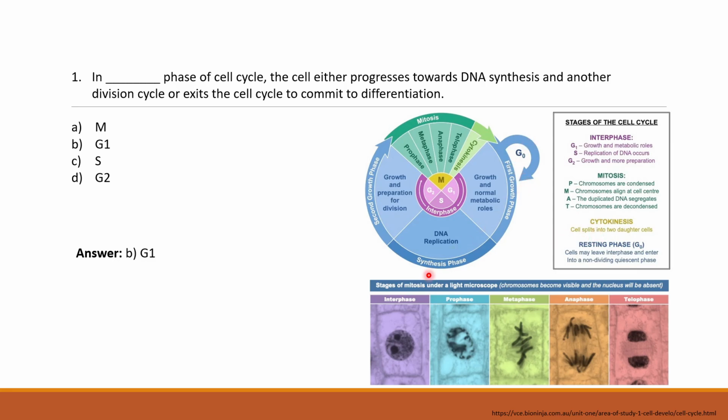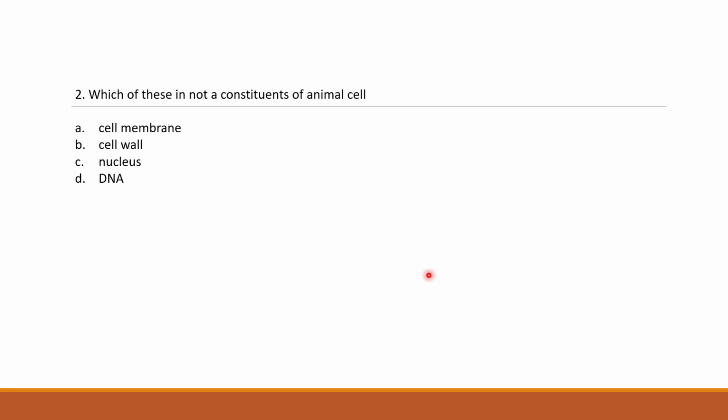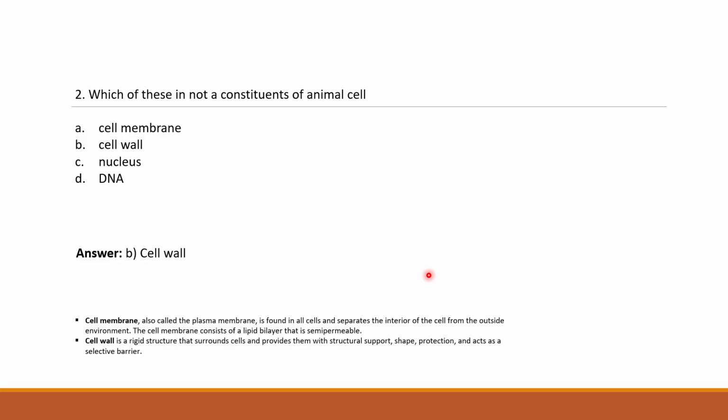Next question. Which of these is not a constituent of animal cells? Which is the answer? Cell wall. Yes, correct. So you have to know the difference between cell wall and cell membrane for this. The cell membrane, also known previously as the plasma membrane, is found in all the cells, and it separates the interior of the cell from the exterior environment. The cell membrane consists of a lipid bilayer that is semi-permeable, so it is permeable to certain salts or ions, but not to everything.